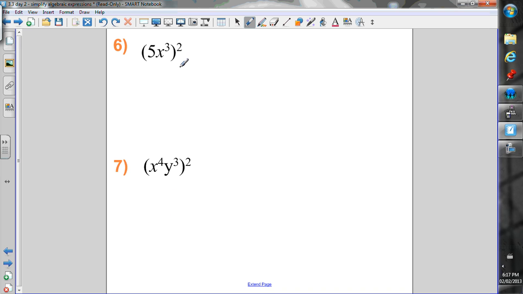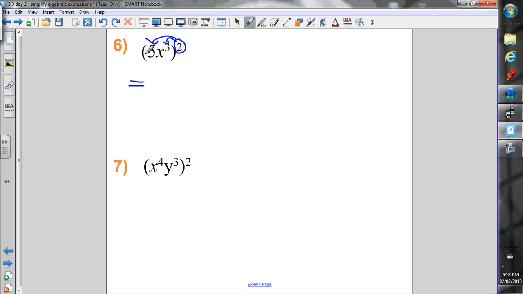Next one. I have a power of a power. I have 5x cubed to the exponent of 2. What I have to do here is remember to apply this exponent of 2 to the 5 and also to the x cubed. The main mistake is people forget to square the coefficient inside the brackets as well. So don't forget to do that. Square everything that's inside the brackets.